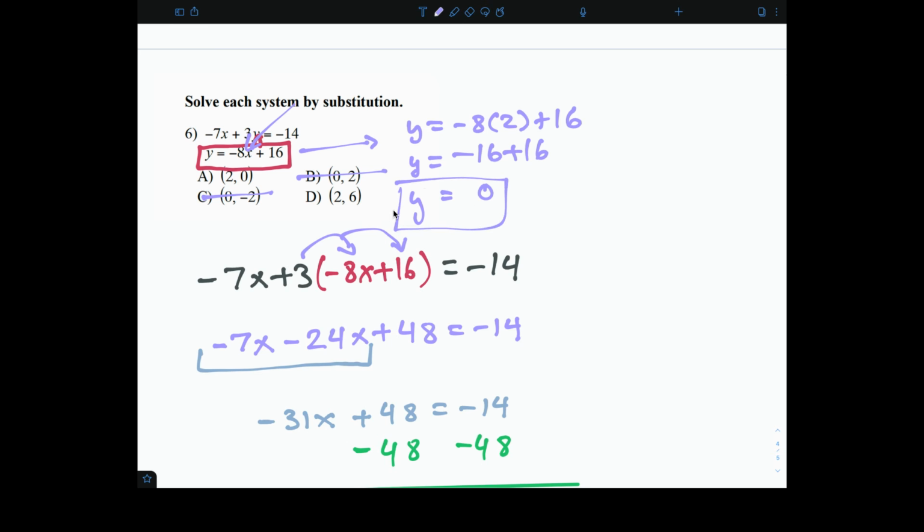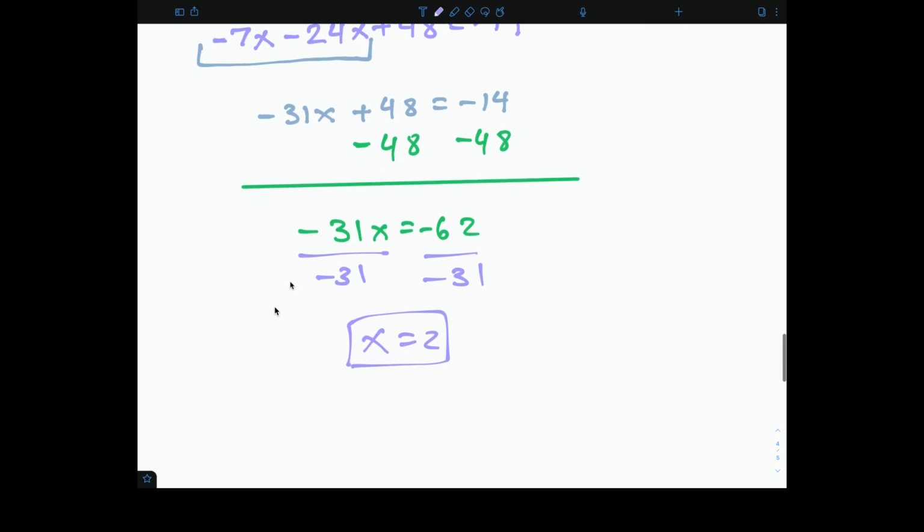So y equals 0. And there's my answer. Okay? And there we have it. So hopefully that's not too bad. Let's move on to the next one. Number 7.